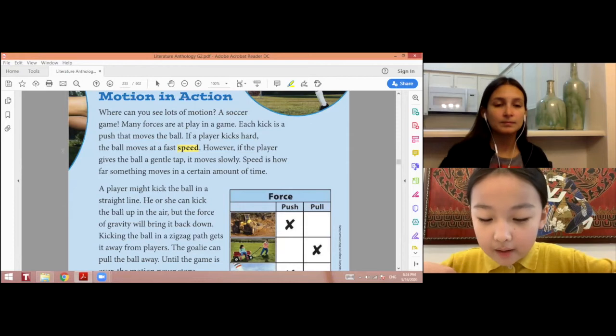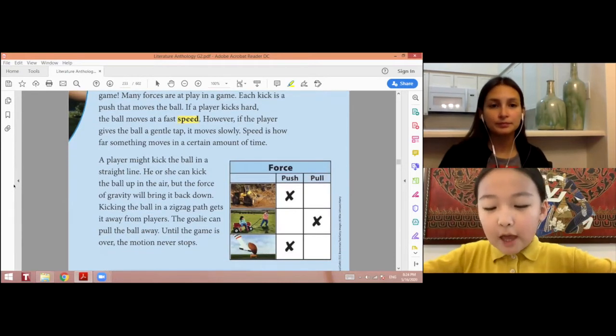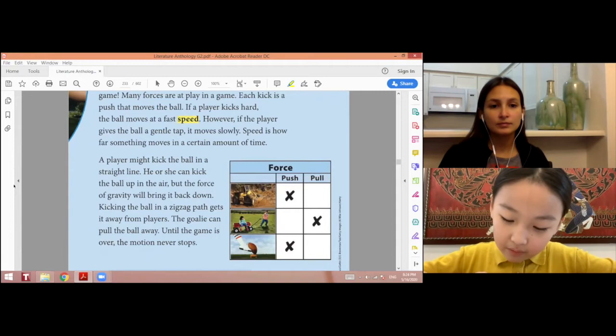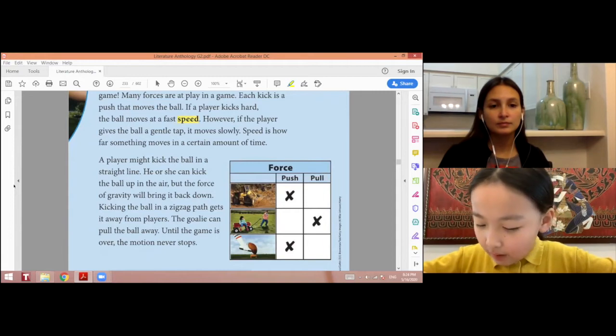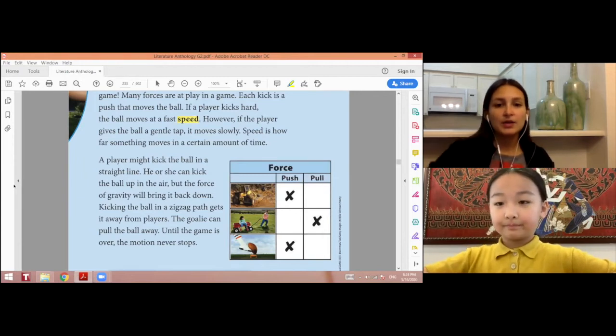Speed is how far something moves in a certain amount of time. A player might kick the ball in a straight line. He or she can kick the ball up in the air. The force of gravity will bring it back down. Kicking the ball in a zigzag path gets it away from players. The goalie can pull the ball away until the game is over. The motion never stops.